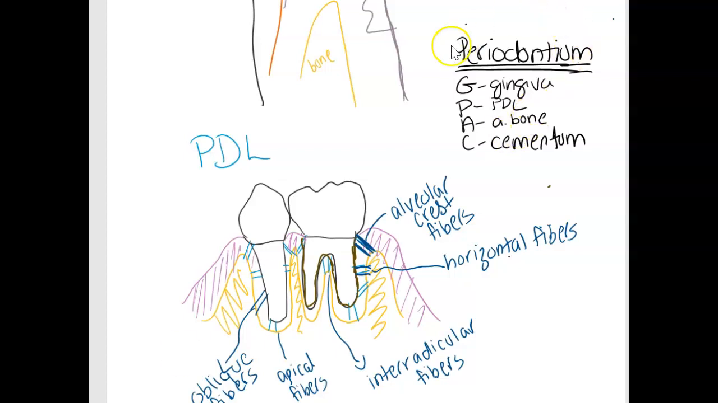So when we look at the periodontium, peri means around, and dont comes from the word tooth. We're looking at structures that are around the tooth. We looked at the gums, we looked at periodontal ligament fibers, we know that there's bone that's surrounding the tooth. Now what we're going to look at is cementum, and cementum is basically a layer that's covering the root.